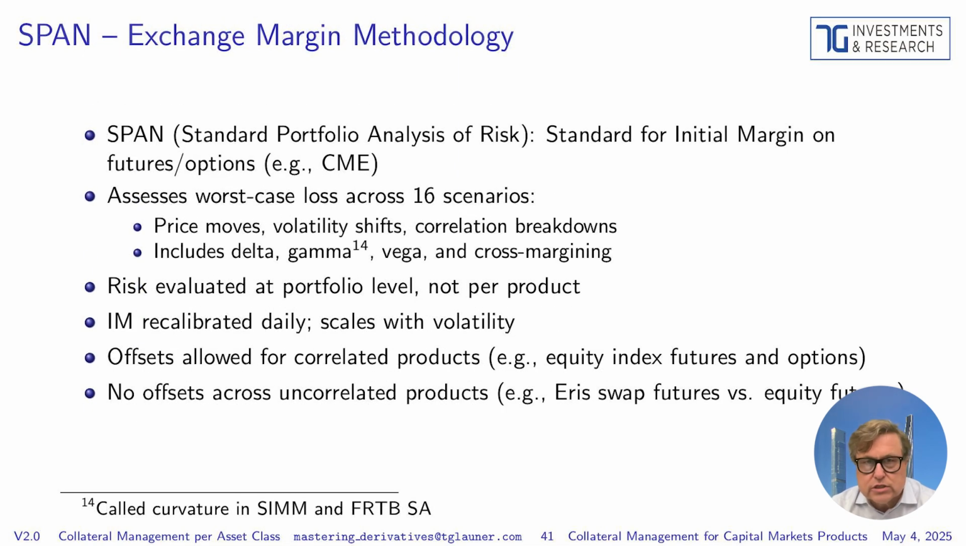SPAN, or Standard Portfolio Analysis of Risk, is a widely used methodology for calculating the initial margin on futures and listed options. It's commonly applied by exchanges like the CME. This method evaluates the worst-case loss across 16 different scenarios. These scenarios include price movements, shifts in volatilities, and breakdowns in correlations. SPAN considers various risk factors such as delta, gamma, vega, and also incorporates cross-margining.